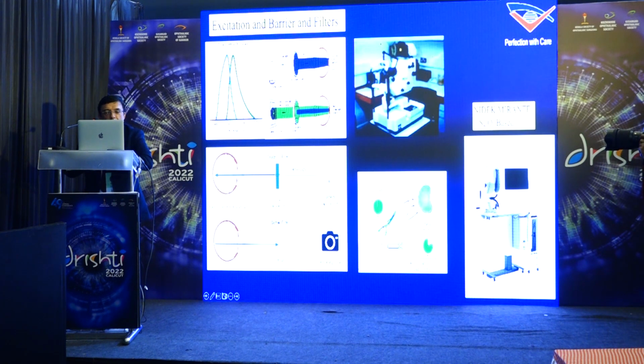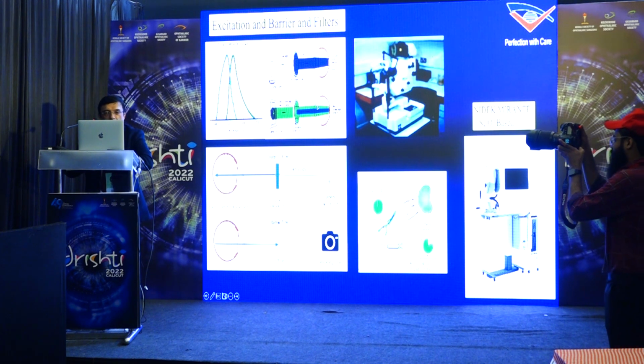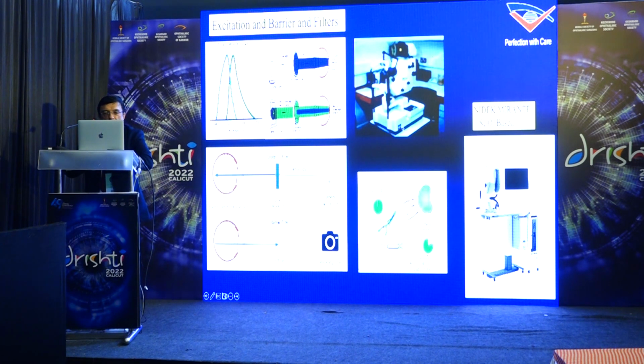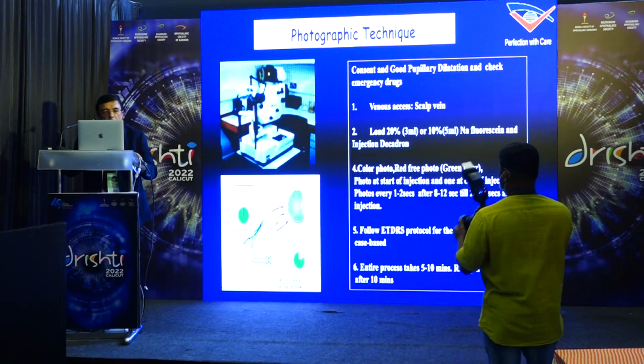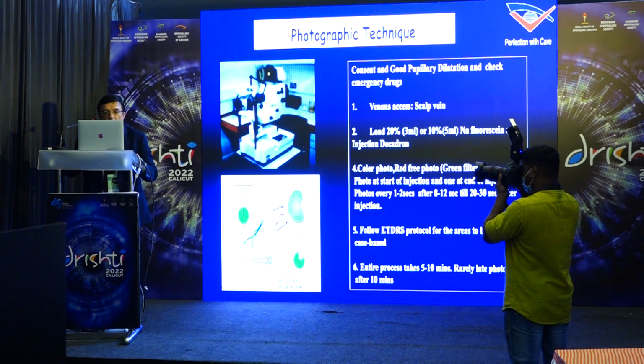I will not touch some of the basics of why fluorescence happens, but basically go on to how we read an angiogram. And this is the fundus camera which we are using. We use many other wide angle systems, so things have changed a little bit. But essentially, we need to have a venous access, and we need to be prepared for any emergency situations.